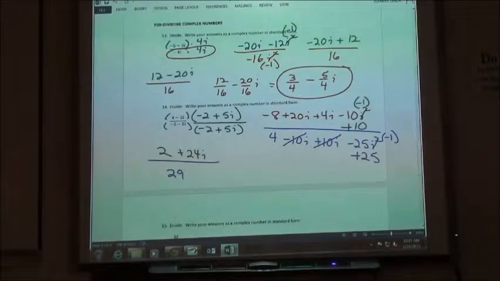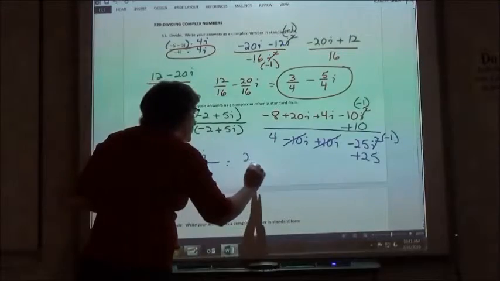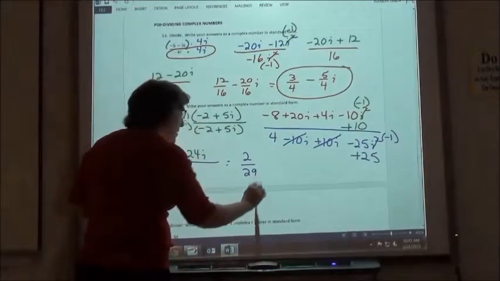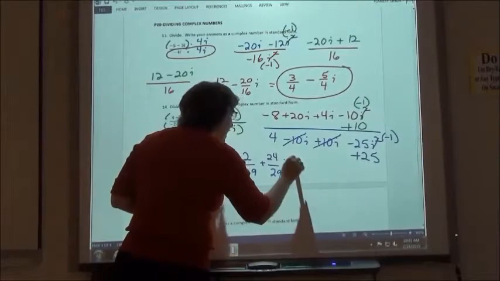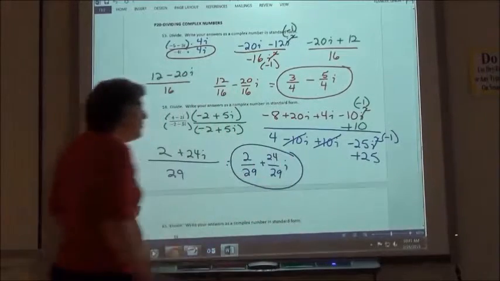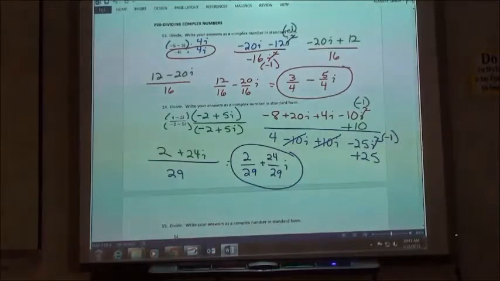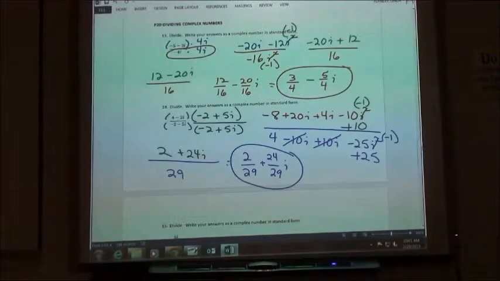So now we have to put that in standard form. So in standard form, we're going to have 2 over 29 plus 24 over 29i. And we can't simplify either of those two fractions, so we're done. Okay?